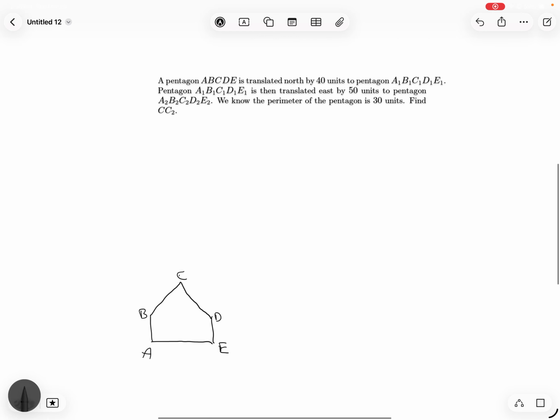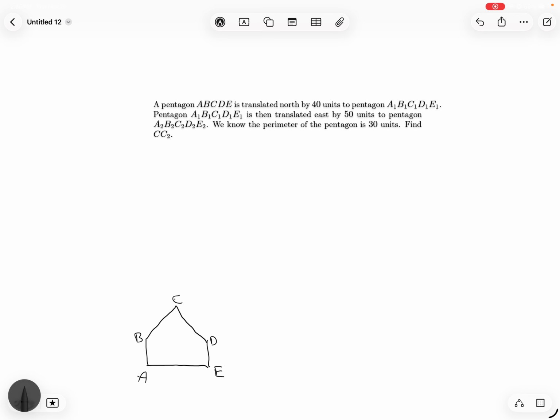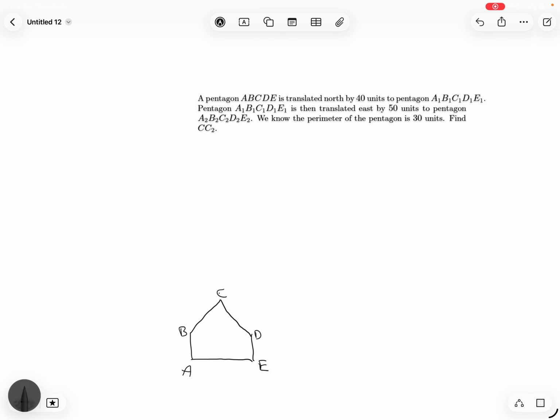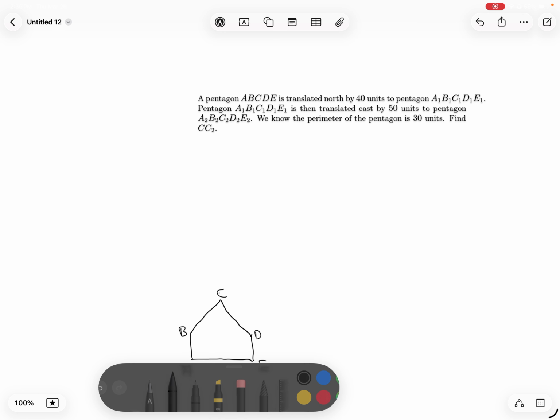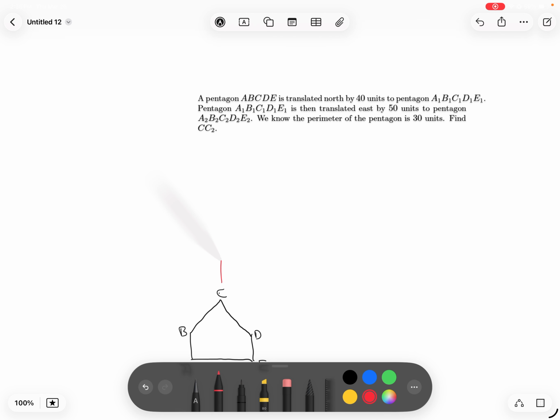Then they say it's translated north by 40 units to this different pentagon here. And remember, it's going to be the same exact side lengths, same exact area. It's the same shape, just moved to a different location. So we're going to go up, north by 40 units, and put the new one up here. I'll try to draw it as similarly as possible so you can see it's the same exact pentagon as before, but now in a different location. So we have to put the subscript 1 to differentiate between these two pentagons.